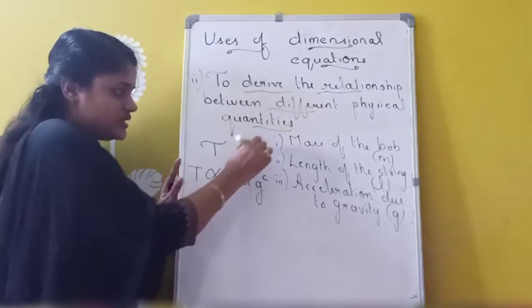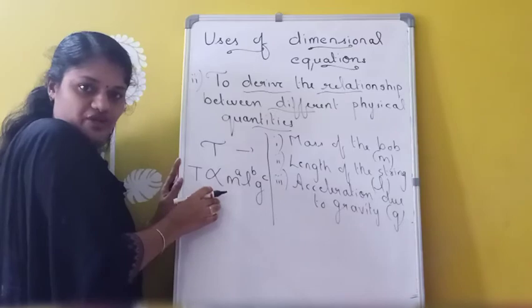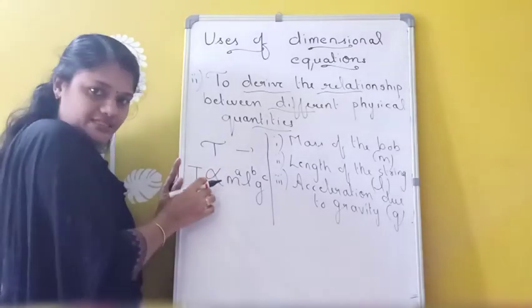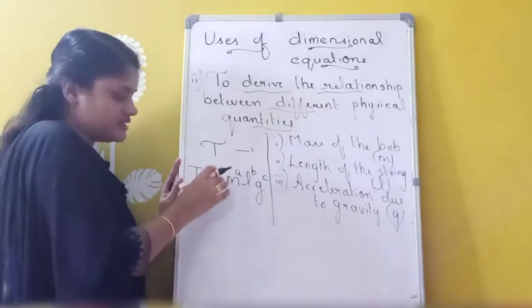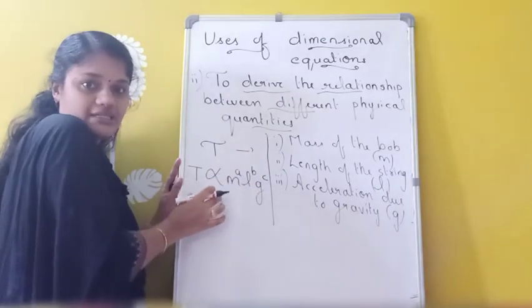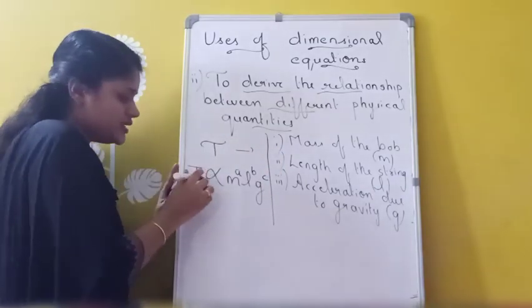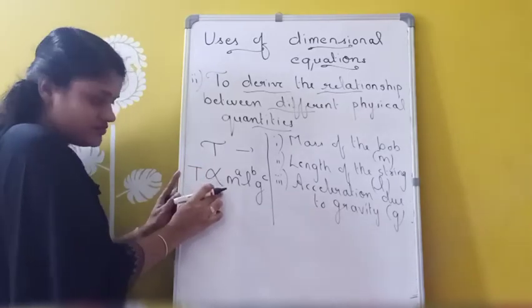For that, we have to find the dimension of the LHS as well as the RHS, and we equate the powers. Whenever we equate the powers, we will get the correct equation. So in order to remove the proportional sign, what do we do now?